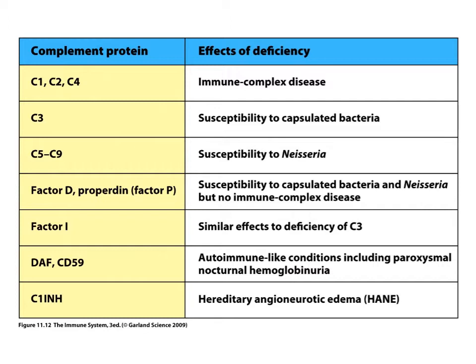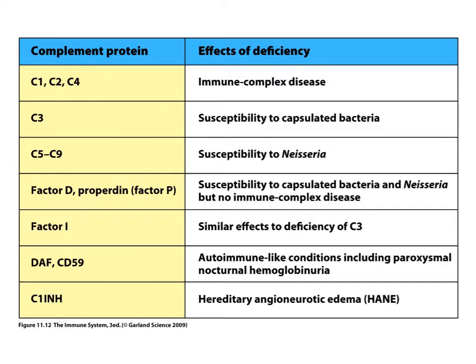Likewise, C5 through C9 are important for susceptibility to Neisseria, and Neisseria, of course, is an important STD. And if you are deficient in factor D and properdin factor P, you will again have a susceptibility to capsulated bacteria and also Neisseria. But in this case, there is no immune complex disease. Factor I deficiency is similar to C3, so that's kind of an opsonin.